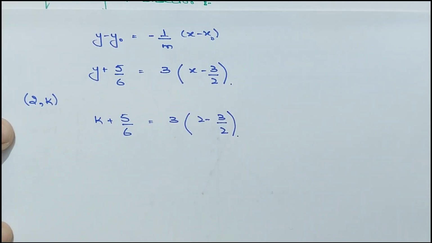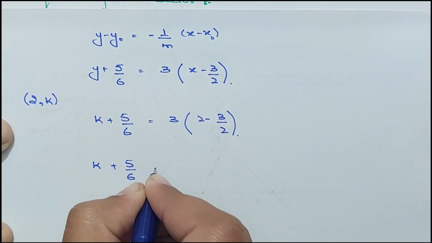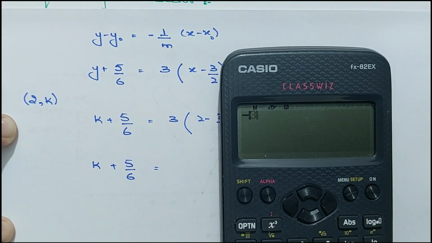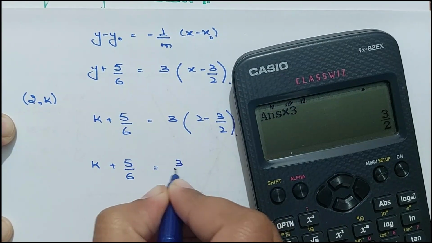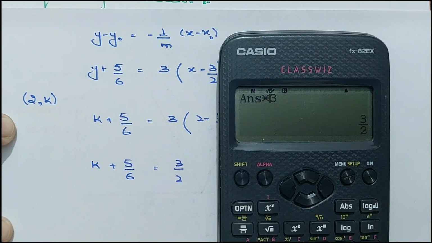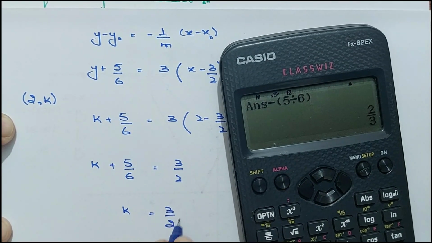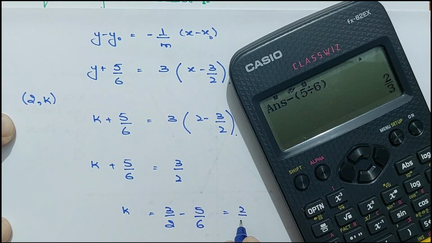All right, now let me simplify. K plus 5/6 equals 3 times (2 minus 3/2), which is 3/2... and subtracting 5/6, so k is 3/2 minus 5/6. So this should be 2/3. This is the value of k.